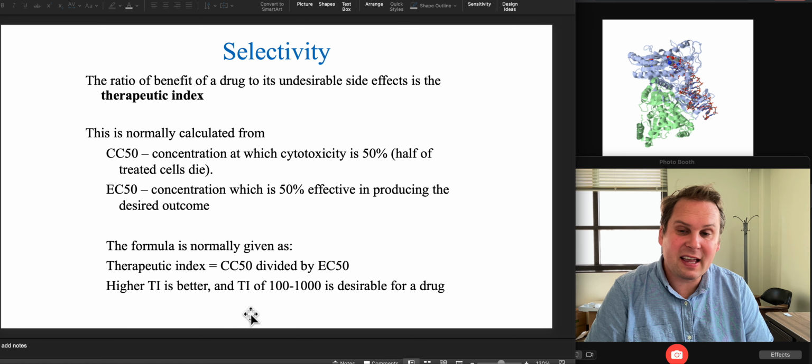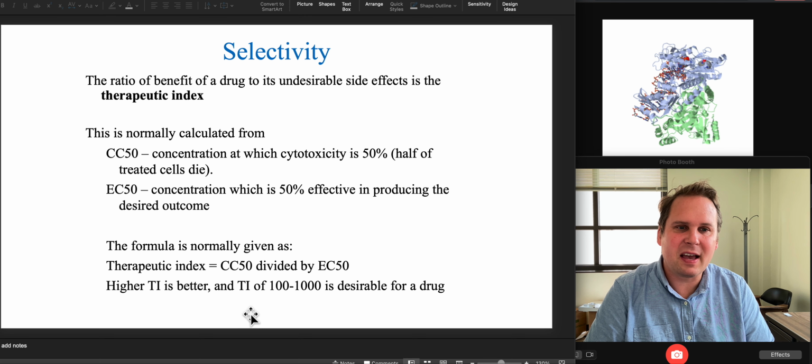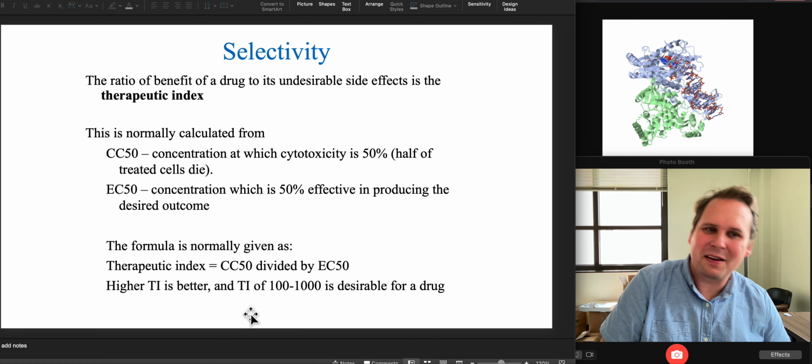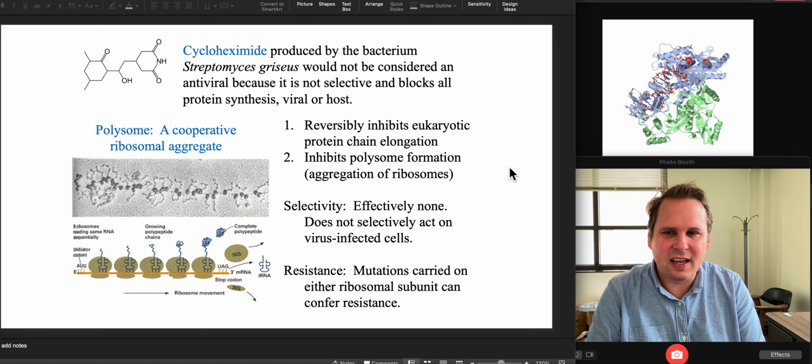Usually the sort of knockout drugs are at least 1,000. Sometimes you'll see them up as high as almost 1,000,000. Yeah, and those are fantastic drugs with a big therapeutic index like that. There you go. All right, next.